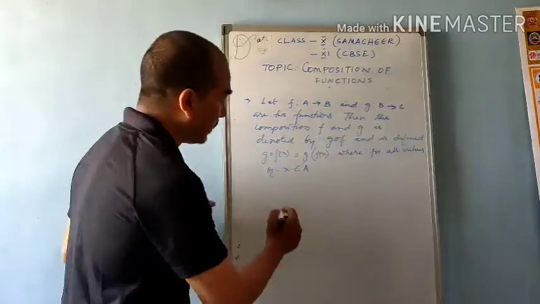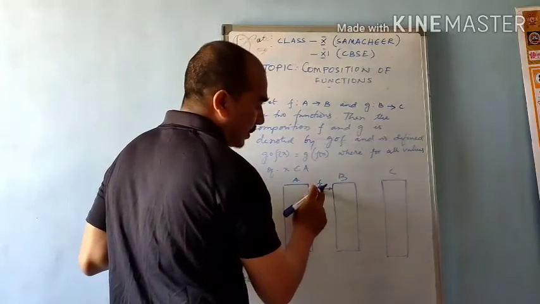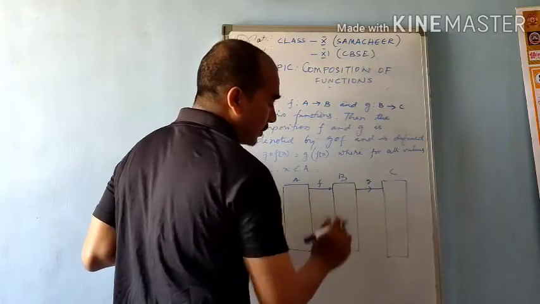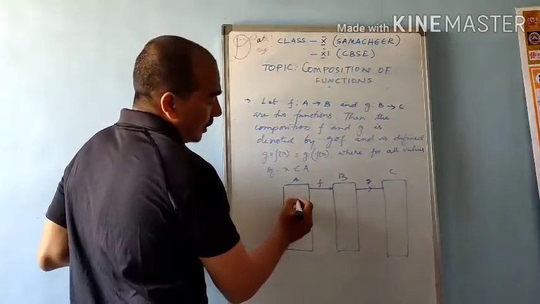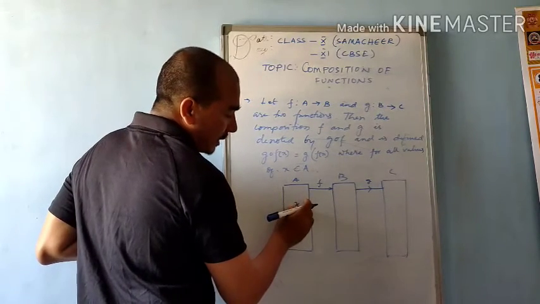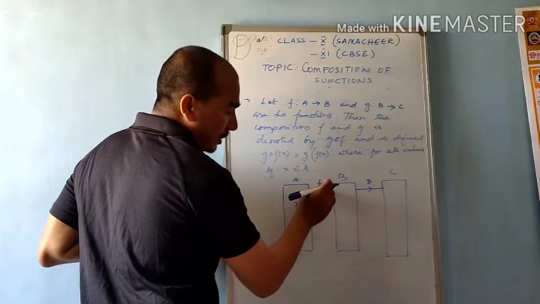So for example, this is one matching, f. This is the g, another matching. Now I took an element x. This x element we will feed into the matching.